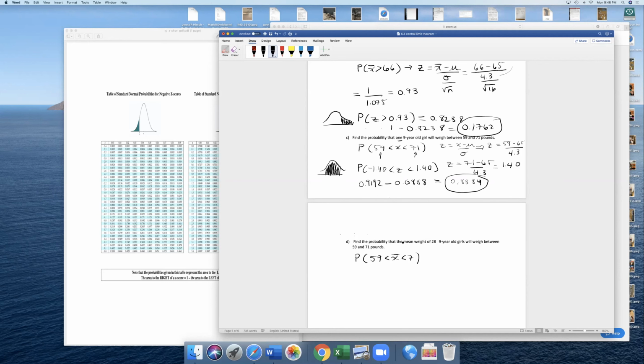And again, we're using an X bar because it's a sample mean of 28 9-year-old girls. So we have 28 of them.